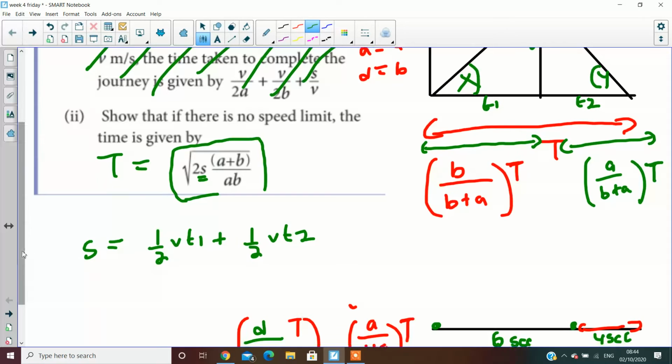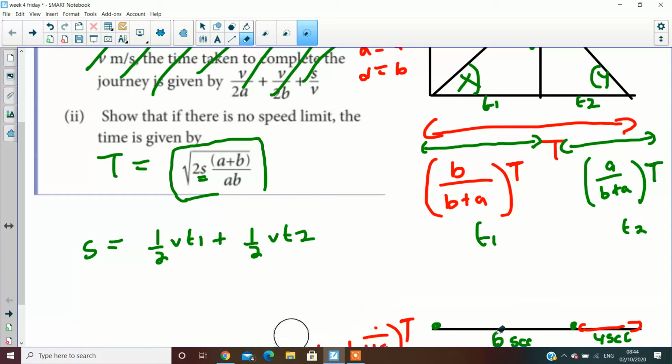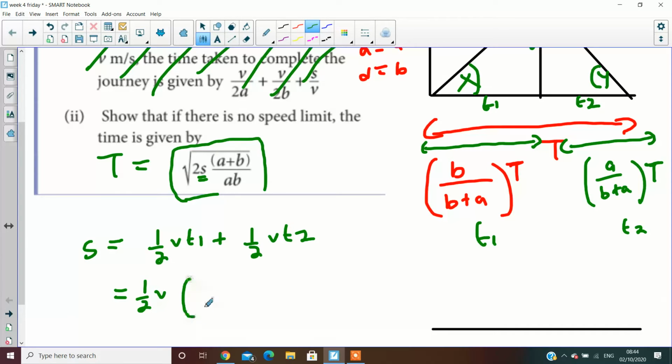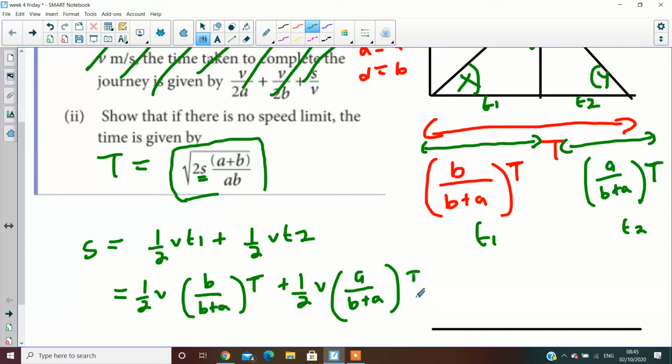What can I change T1 and T2 for? Yeah, I can do a half V into B over B plus A times capital T. Is that all right? And the other one? A half V times A over B plus A capital T. Who doesn't belong? V. Target V. Now, what did we say earlier about V?